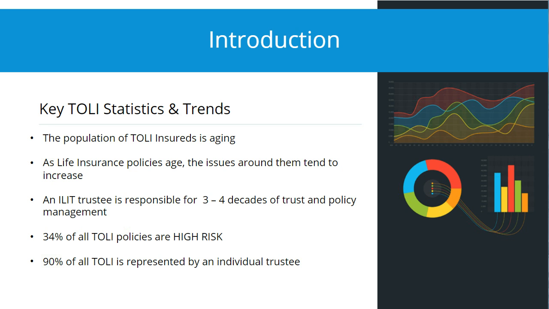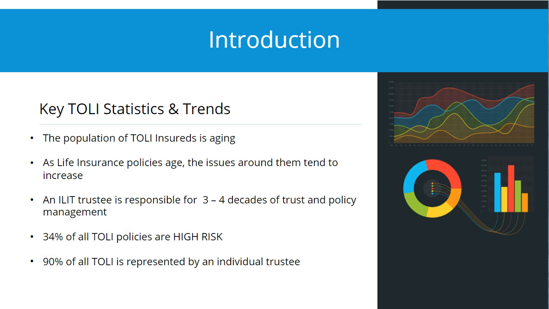And to illustrate this point, consider this. 34% of all policies reviewed are rated high risk, meaning there is a high probability they will never pay a death benefit. Later in this hour, Michael will dig a little deeper into the specific issues affecting life insurance today, but more importantly, provide some practical solutions for dealing with TOLI policy issues.